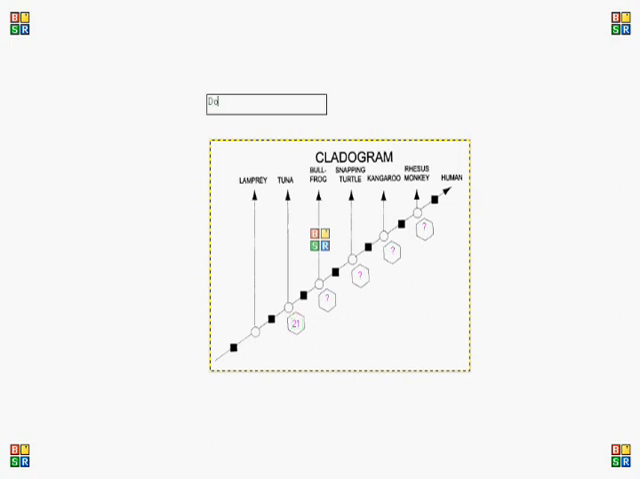So it says, and we're going to type this one in green, dorsal nerve cord and notochord. So dorsal nerve cord and notochord, that's these guys, in all 7 species. So does it go here, here, here, here, here, here, or here?